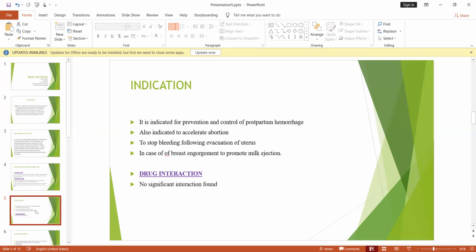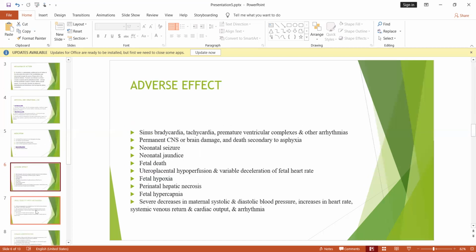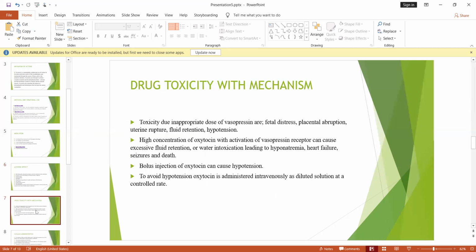Now the second slide is adverse effects. We have adverse effects of oxytocin such as sinus bradycardia, tachycardia, neonatal seizures, neonatal jaundice, fetal death, and there are many other adverse effects. Now we have drug toxicity with mechanism.